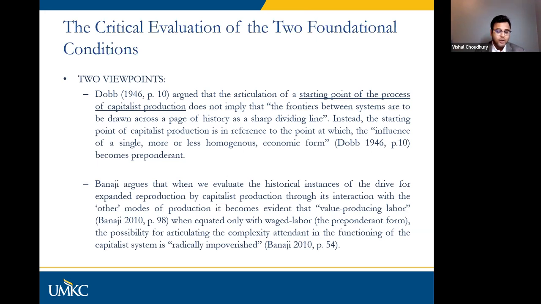So he's saying you cannot simply assume that the source of surplus comes about only in the wage form. It does not have to come about in the purest wage form, but you can also think about it in other dimensions, like the concealed wage. Using the example of India, he's saying the relations of production and the forms of exploitation don't have to be specified together, and you cannot just scoop them together. If you do so, he says, the functioning of the capitalist system is radically impoverished.